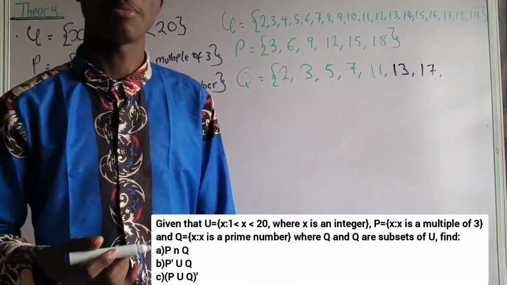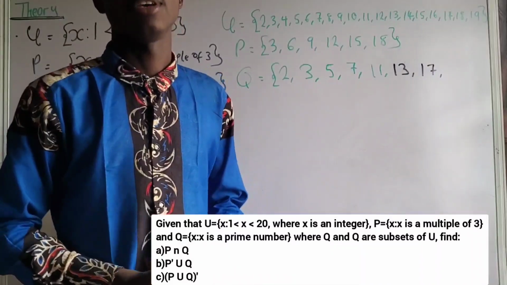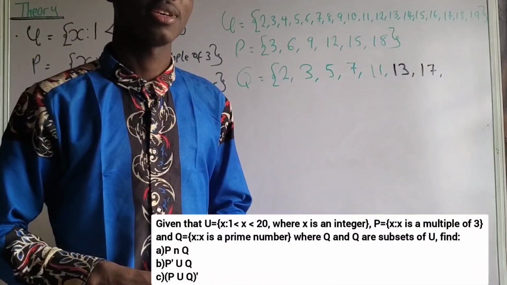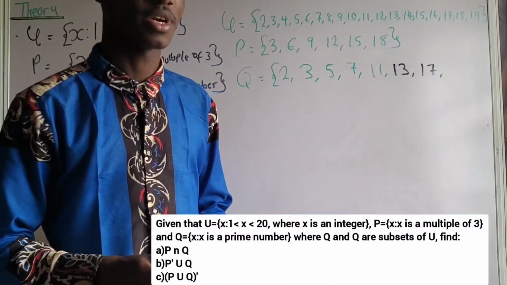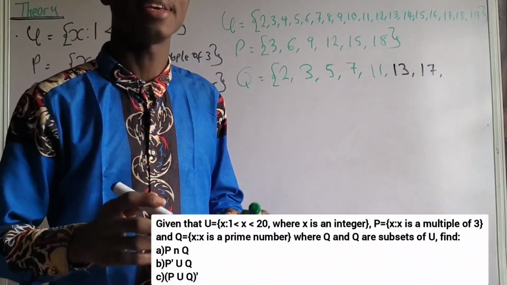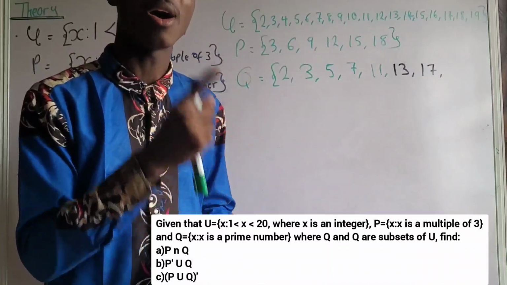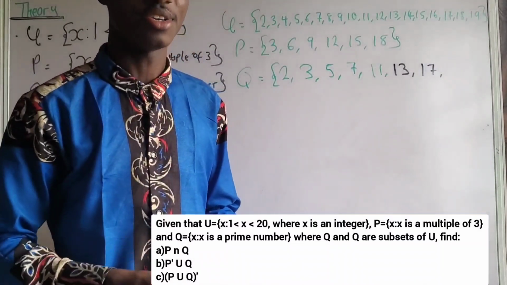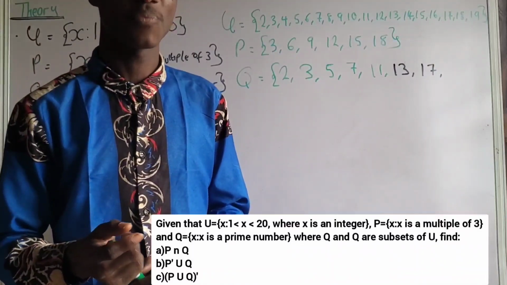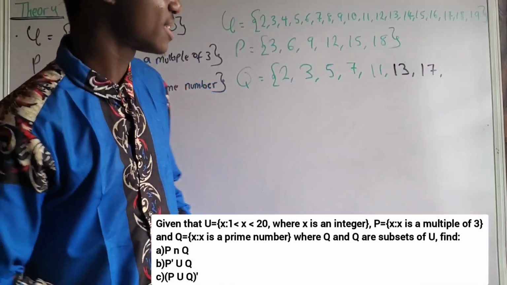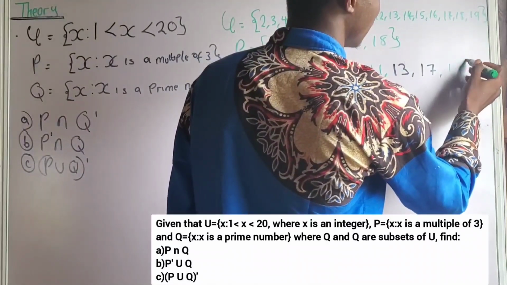18 is not a prime number because it is divisible by 3. Are you getting it? 18 divided by 3 will give us 6. Okay, so we cannot regard 18 as a prime number. Don't forget the definition of a prime number. They are numbers that are only divisible by itself and 1 without remainder. Are you getting it? So 18 cannot be regarded as a prime number. What of 19? 19 is a prime number. So we put it there, 19.